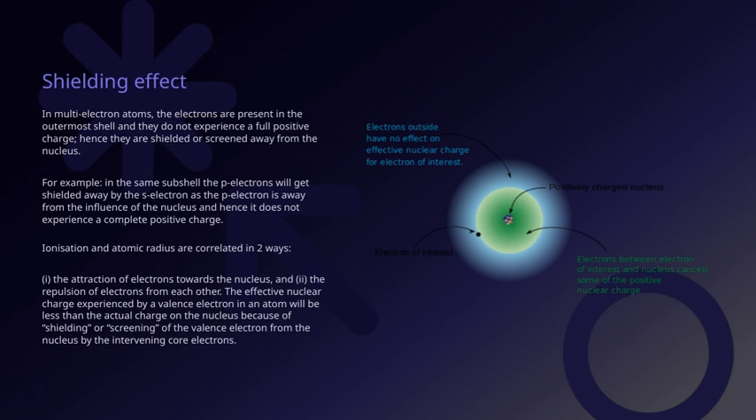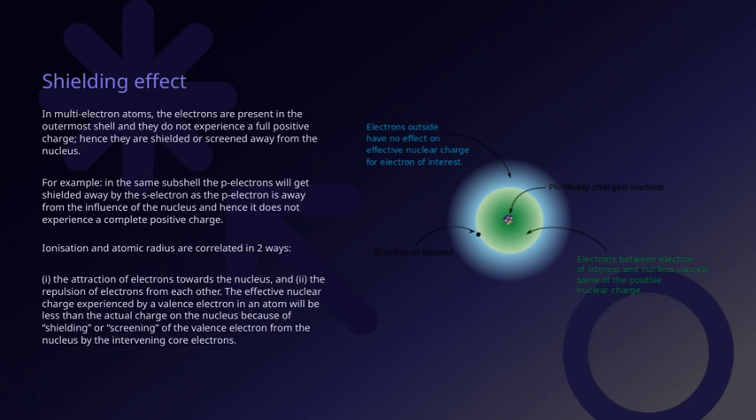This reduction happens because of what we call shielding or screening, where the core electrons in the inner shells act as a kind of barrier, reducing the pull that the nucleus has on the outer electrons. Now, this shielding effect influences properties like ionization energy and atomic radius. For example, in the same shell, the s electrons can shield the p electrons from the full effect of the nucleus. Since p electrons are farther away from the nucleus than s electrons, they don't feel the full positive charge.